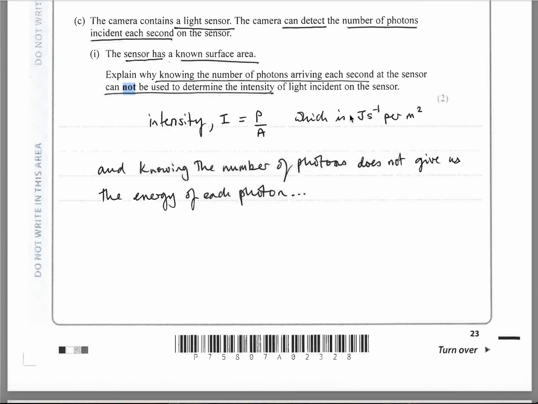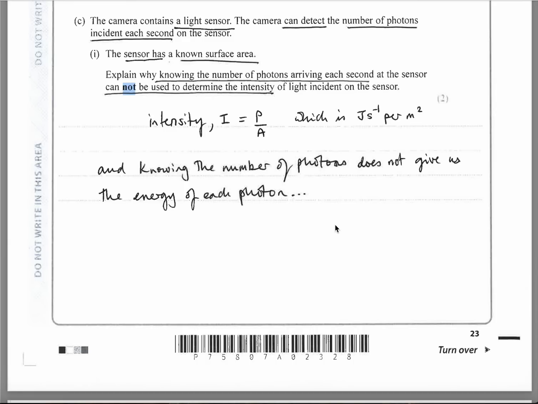Well, remember the power is joules per second. The number of photons doesn't tell us joules per second. It just tells us the number of photons arriving. To be able to get the intensity, you need to know the energy of each photon as well. Okay, so this is basically how you get the 2 marks: realizing this, it's basically a question about this, and then verbalizing your answer as I have done. Okay, I'll let you stop the video and read it.